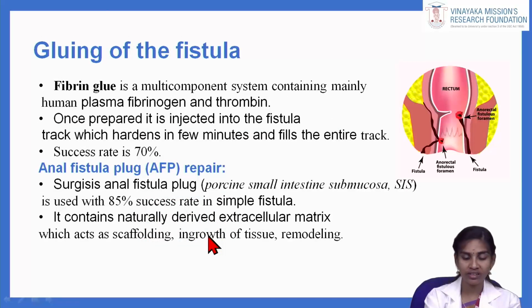Gluing of the fistula. Fibrin glue is a multi-component system containing mainly human plasma fibrinogen and thrombin. We have to fill the fistulous tract with this fibrin glue. Once prepared, it is injected into the fistulous tract, where it hardens in a few minutes and fills the entire tract. The success rate is 70%.